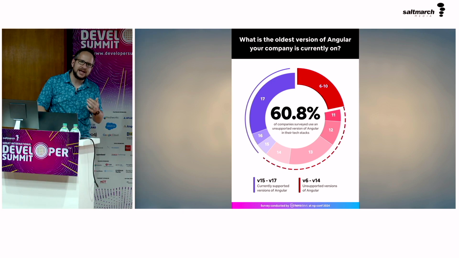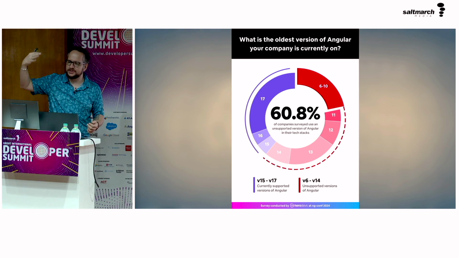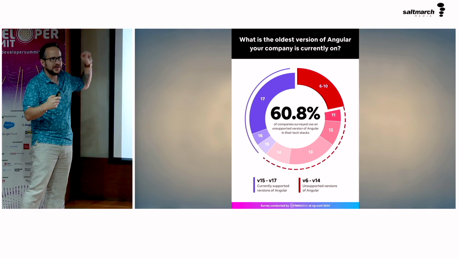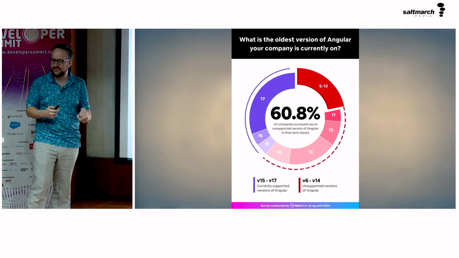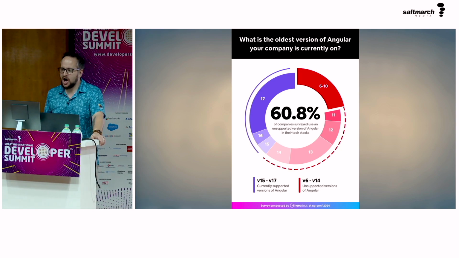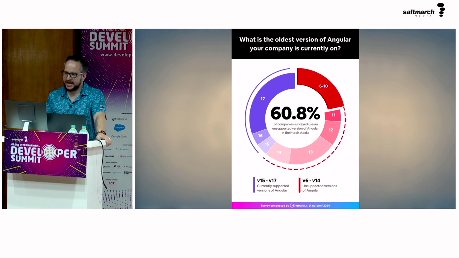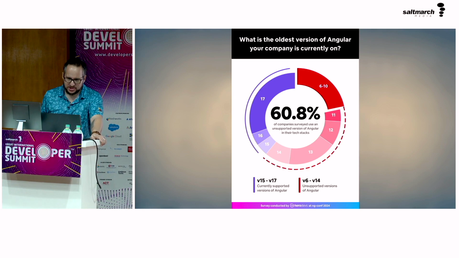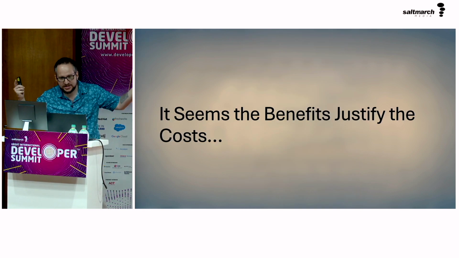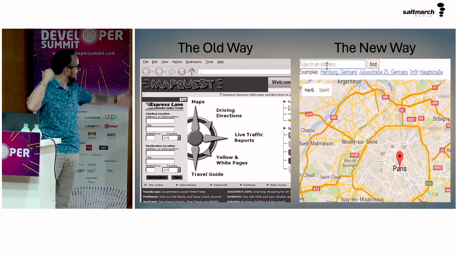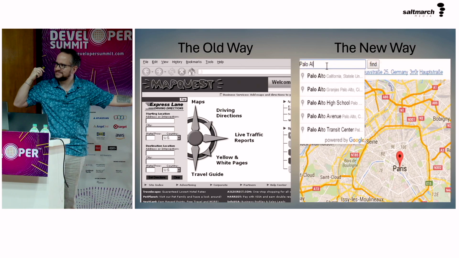And even today, as the upgrade paths get easier and easier, HeroDevs' job is to help people deal with the legacy code that is coming out of these frameworks. 60.8% of companies are using an unsupported version of Angular in their tech stack, version 6 to version 14, that has no more support, no more security patches, and things like that. But it seems like the benefits justify the costs, right? We can't go back to the old way.